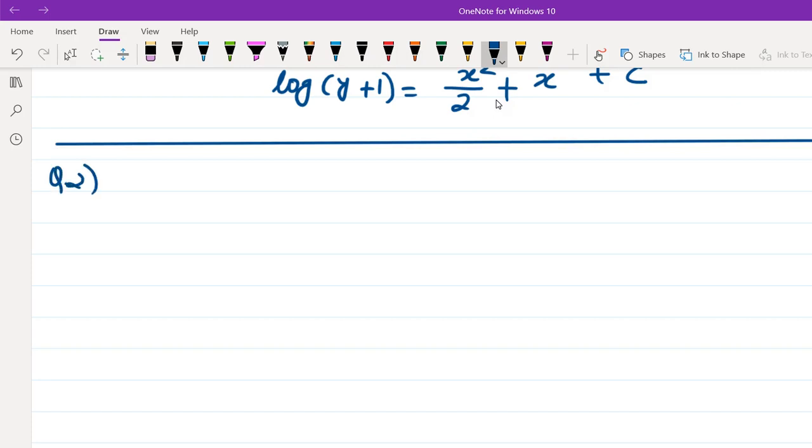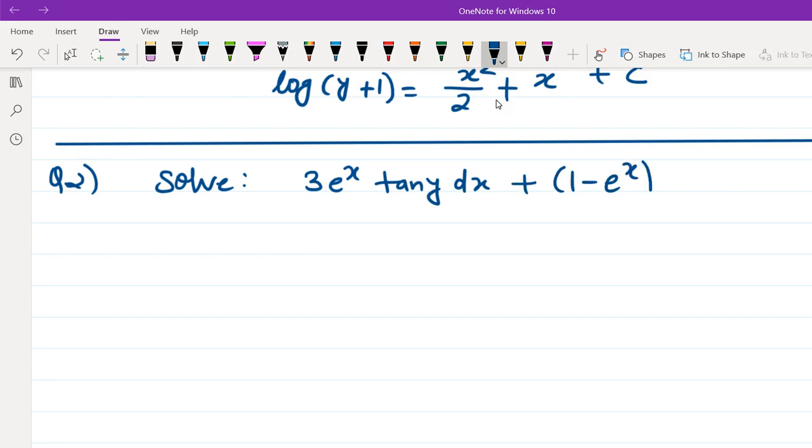Question number 2. Solve 3 e raised to x tan y dx plus 1 minus e raised to x sec square y dy equals to 0. Okay. So again we are going to use the variable separable method to solve this.